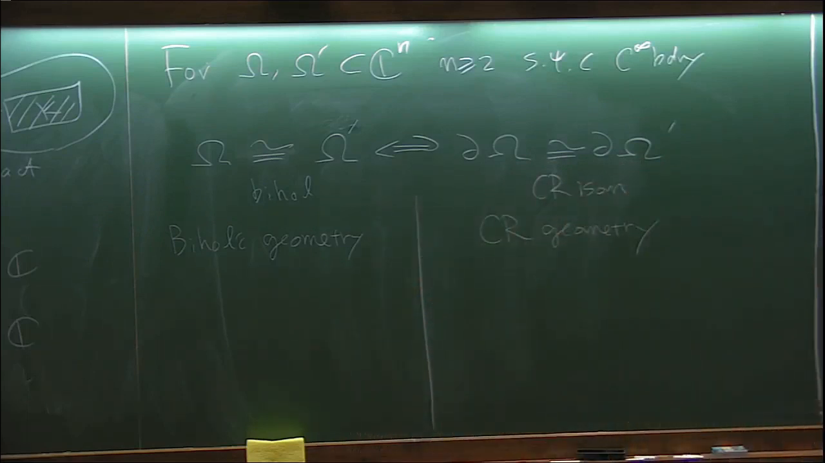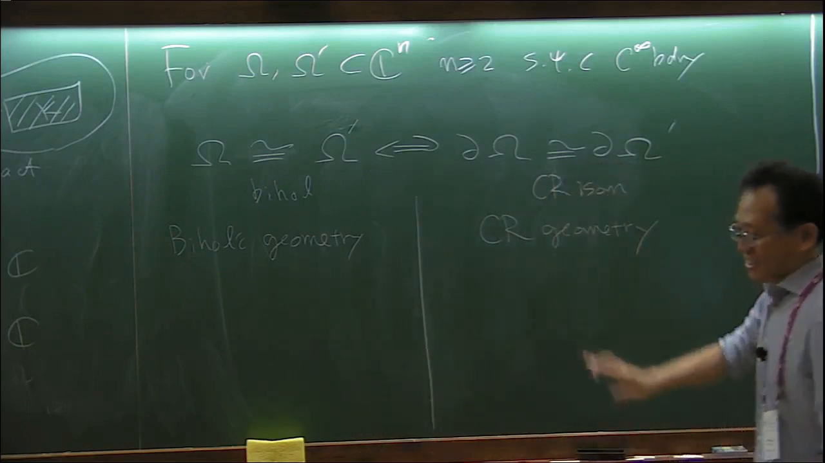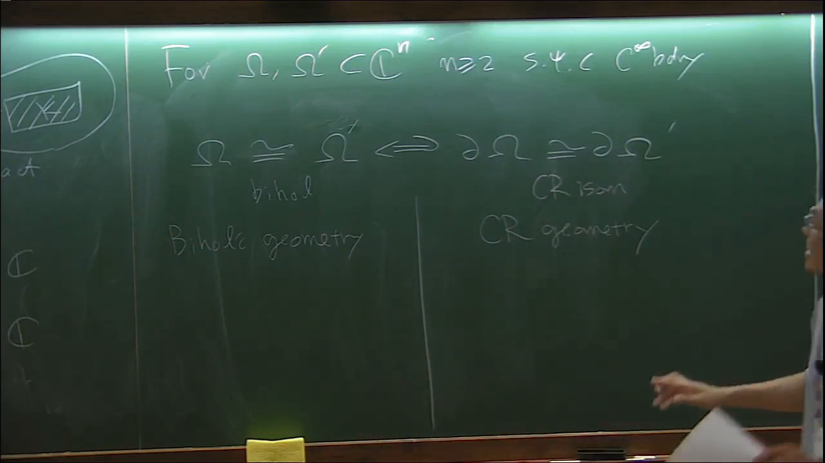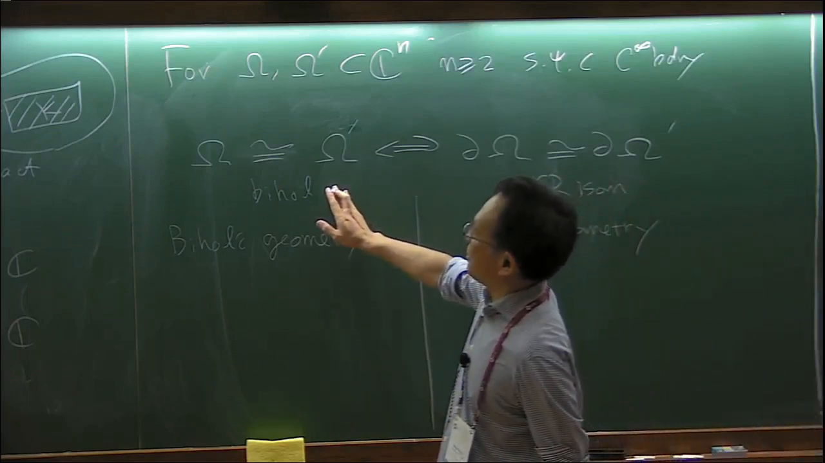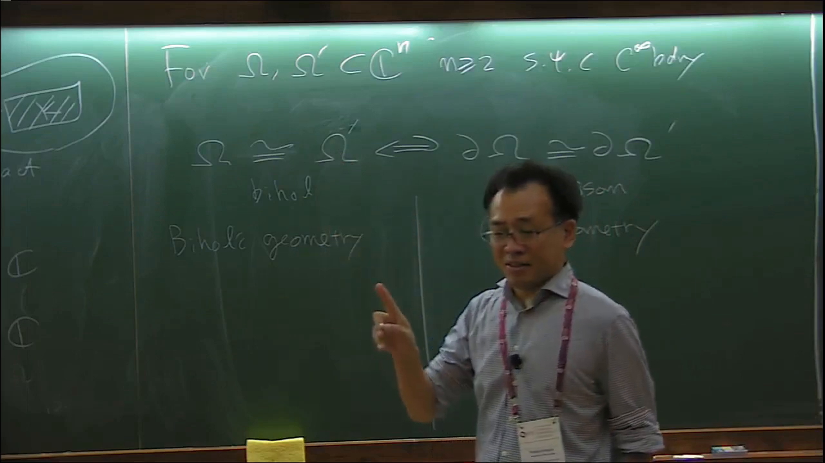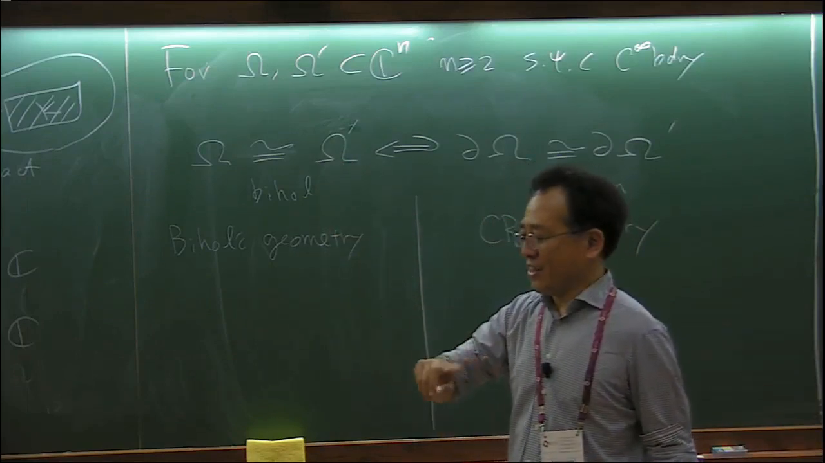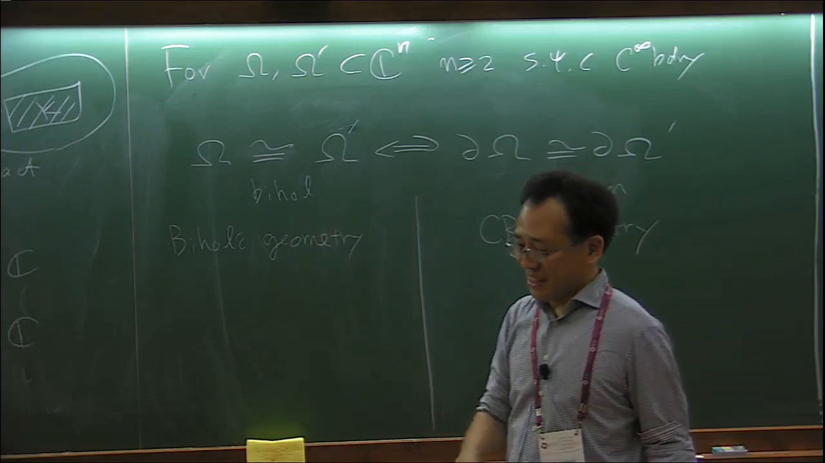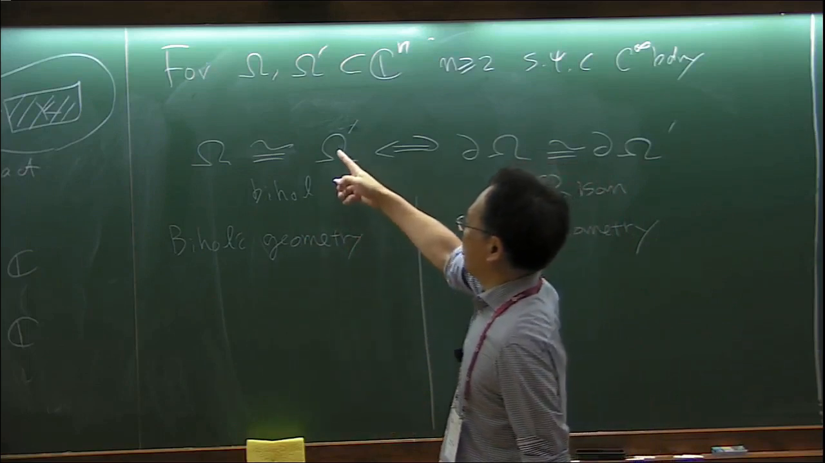So sometimes this is easier and sometimes this is easier. So we have to choose which one to use. The difficulty in biholomorphic geometry is this domain is not compact. So you have to really look at the boundary. So then you have boundary terms, as in Emily's talk. So you have to always look at the boundary contribution.